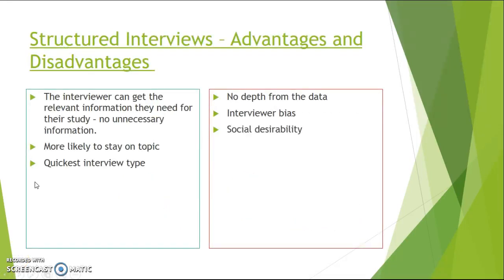And now we're going to look closely at the different interviews here. So we've got structured interviews. Structured interviews are where you have a predetermined set of questions. The interviewer is going to sit the participant down, ask them the questions, and go through it question by question. There's no deviations from that, it's just set in stone.